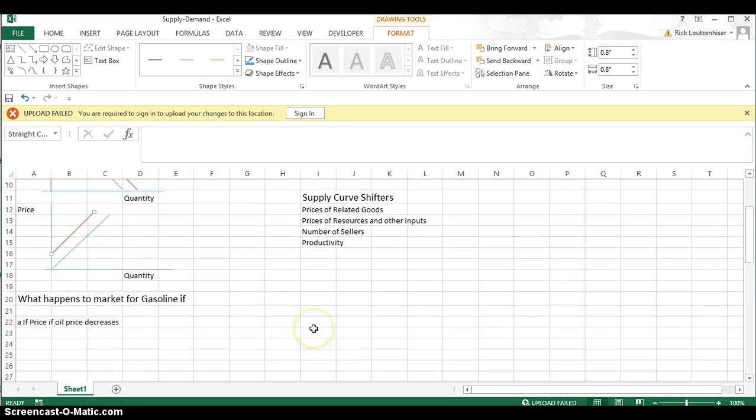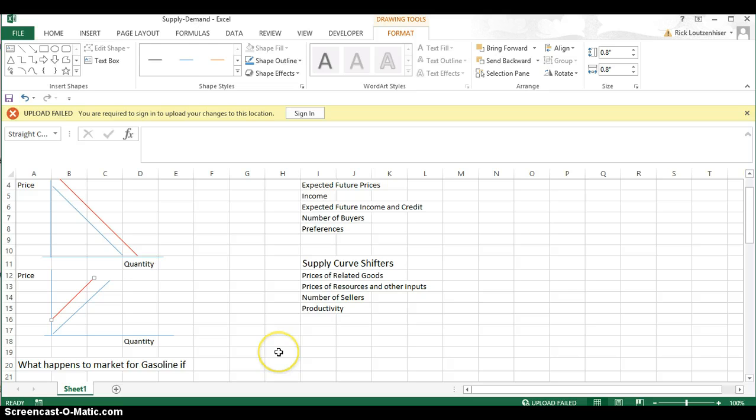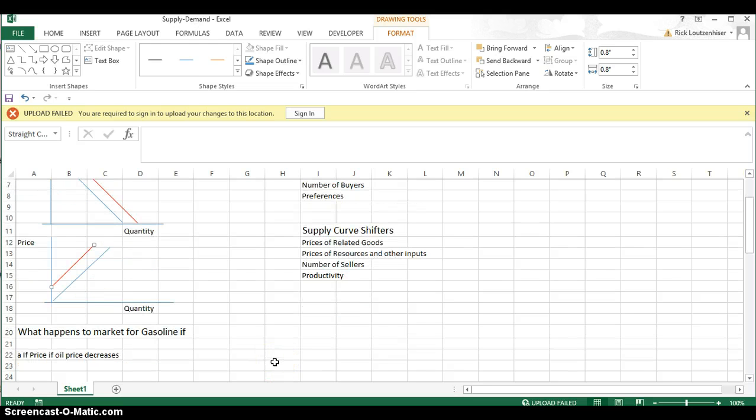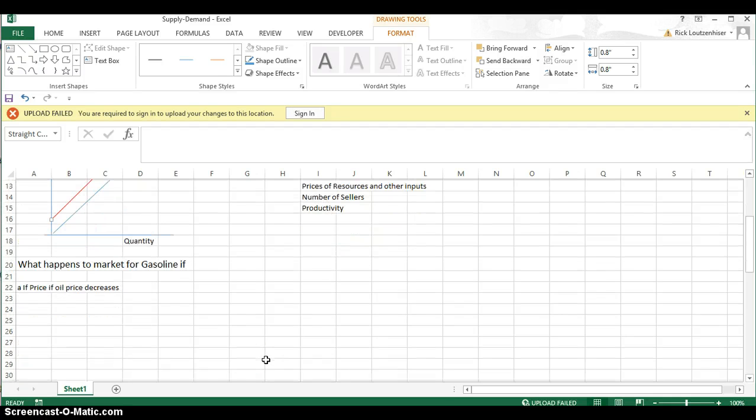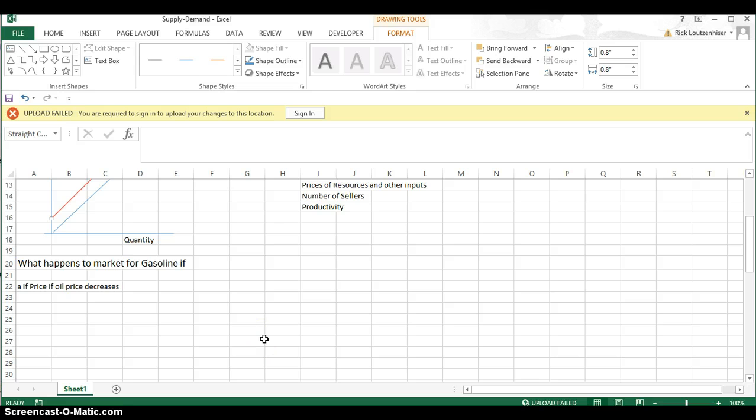Just do it right on Excel. Okay, so let me show you. I made one up for myself to do, and that is what happens to the market for gasoline if the price of oil decreases. Well, the price of oil is the main ingredient in making gasoline. So if the price of oil decreases, then the supply of gasoline is going to increase because the supplier's costs have gone down. He's willing to supply now more at the same prices.